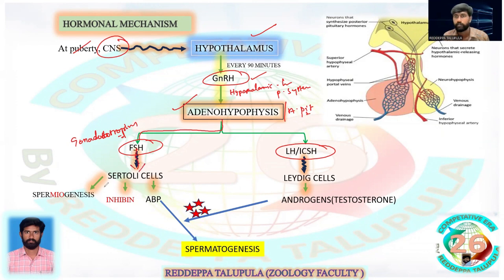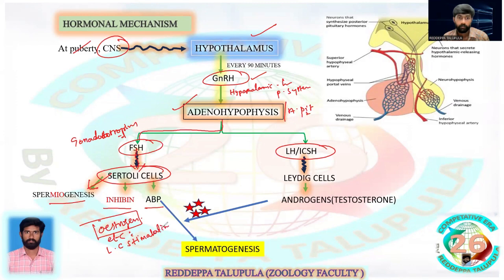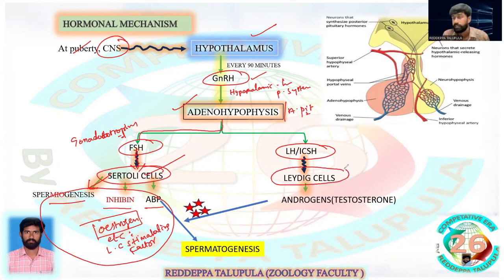FSH stimulates the Sertoli cells, and Sertoli cells cause the secretion of spermiogenesis factors, inhibin, ABP, estrogen, etc. And few more Leydig cell stimulating factors. All these things will be released by the Sertoli cells. Now, the Leydig cells present in the interstitial space, intertubular space, will be stimulated by this LH, and cause the release of androgens. The chief androgen is testosterone, which plays a prominent role in few physiological functions. One of that is spermatogenesis.